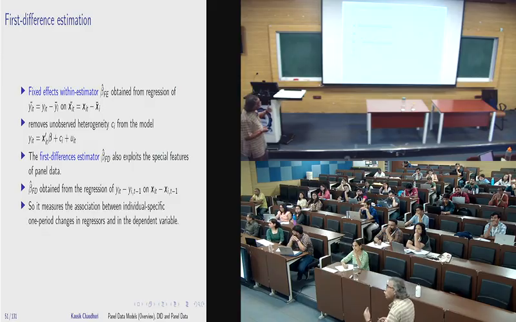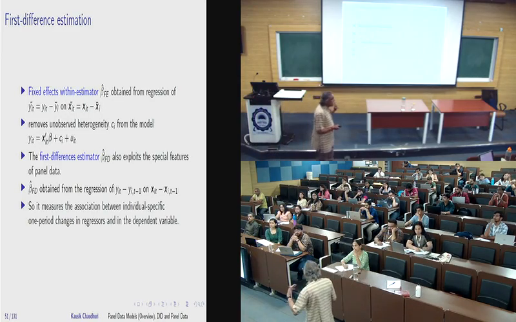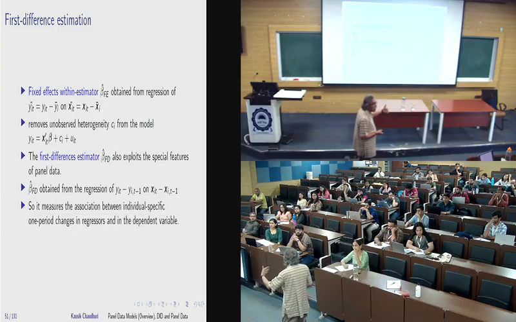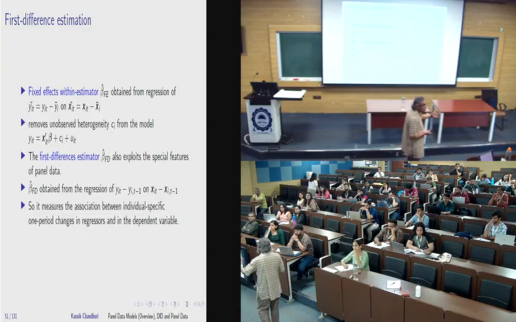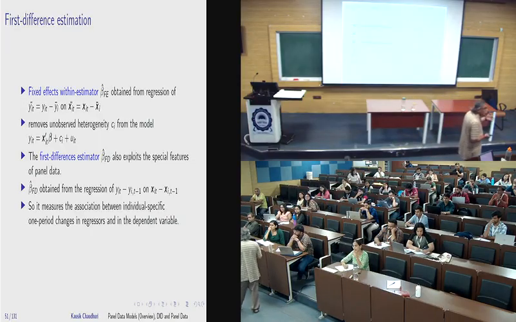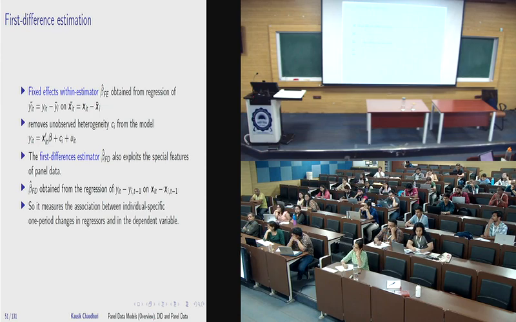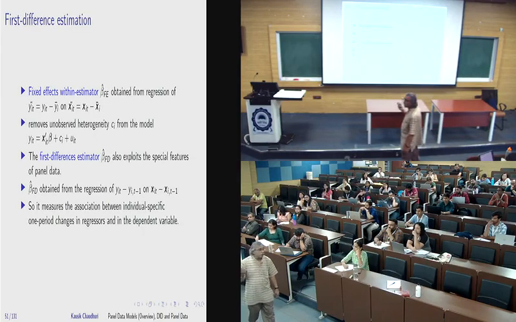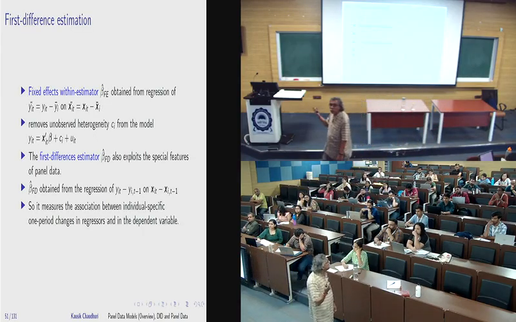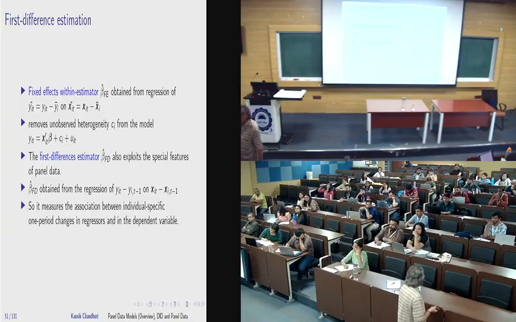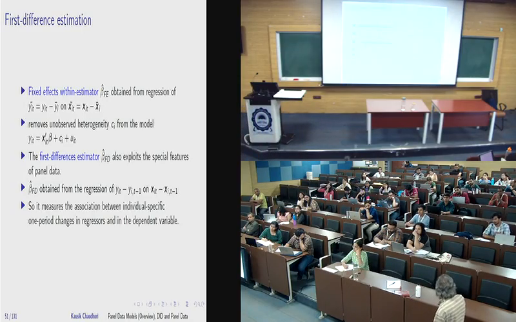However, I can think of running the model on yit minus yit minus 1 and xit minus xit minus 1. That way also I can get rid of my Ci. So in this particular case, I can run a regression of delta yit, where delta yit is equal to yit minus yit minus 1, on delta xit, which is xit minus xit minus 1, and call this beta hat FD, simply because FD denotes that it is a first difference estimator instead of FE, which is my fixed effect estimator.